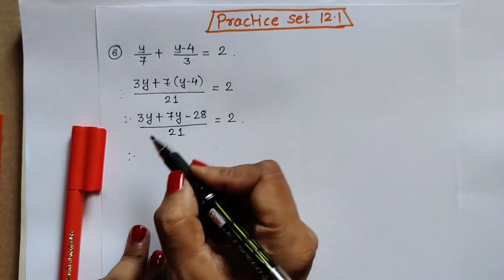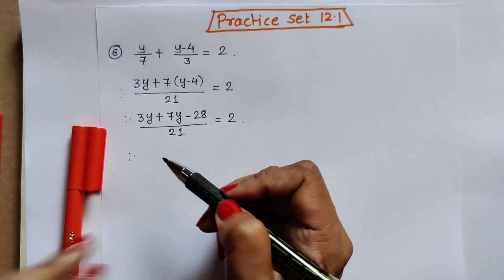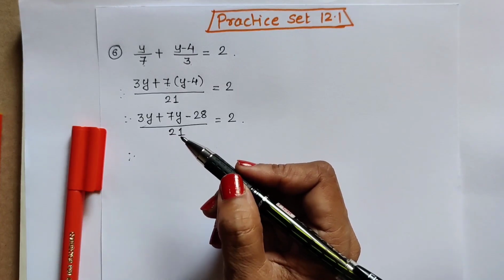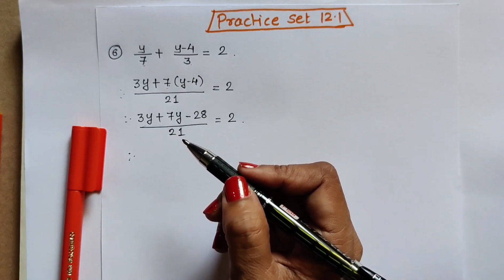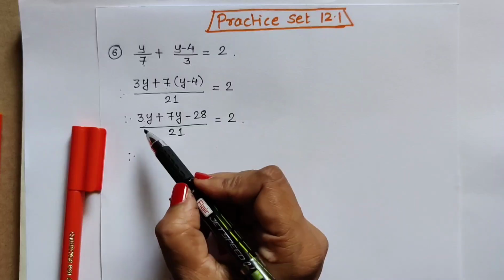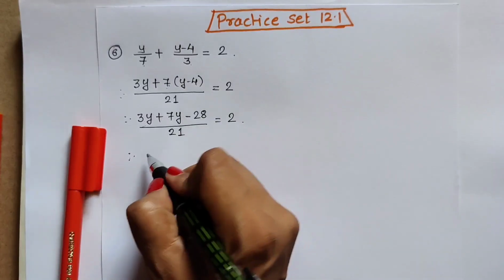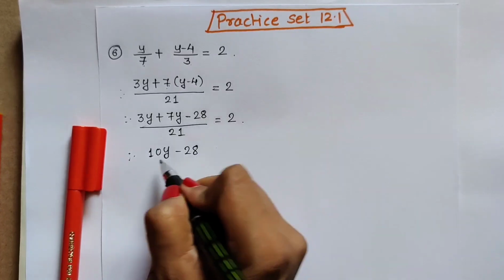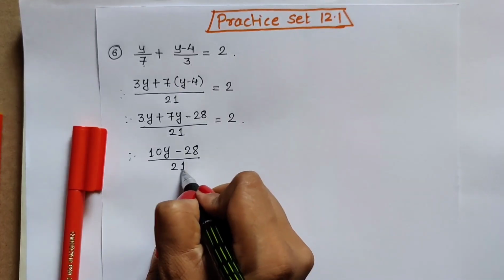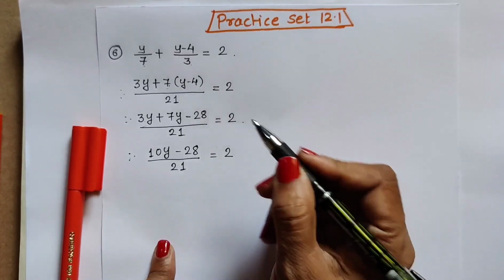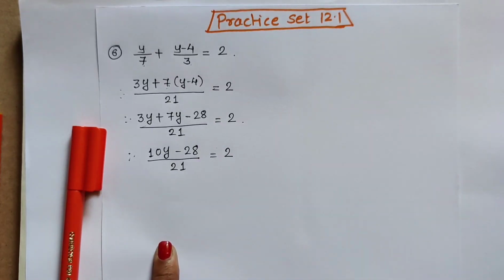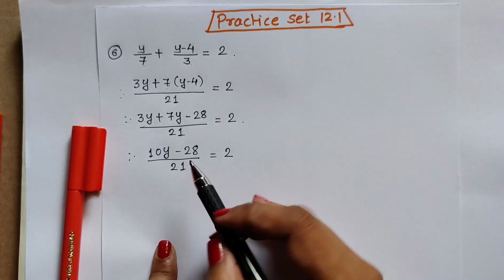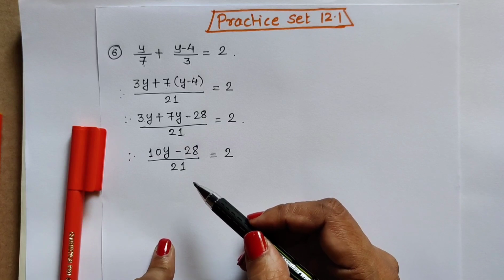Now this 3y plus 7y, these are like terms, they are the terms of y, they are the same terms, so we can perform operations on them. So 3y plus 7y we can do here. It will be 10y minus 28 upon 21 is equal to 2. Okay. So in this way we have got the equation. Now we will solve it by the method.